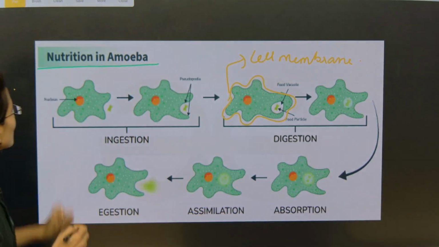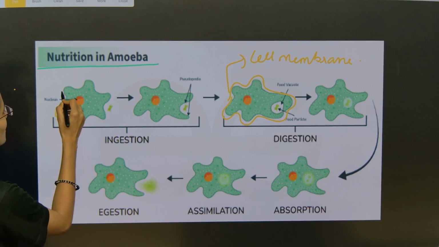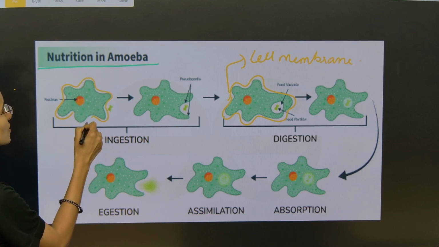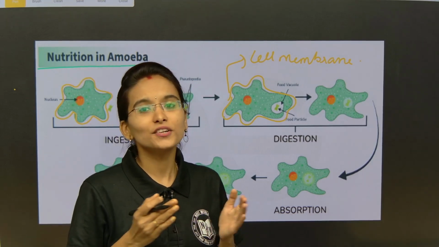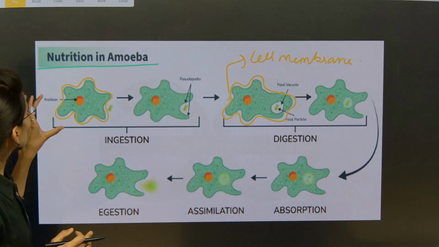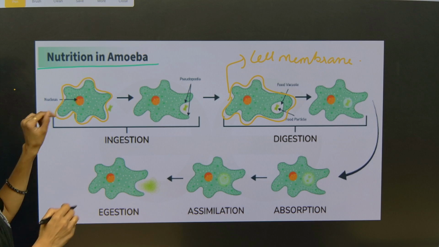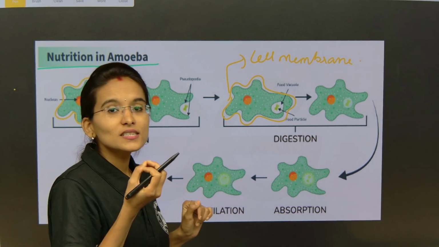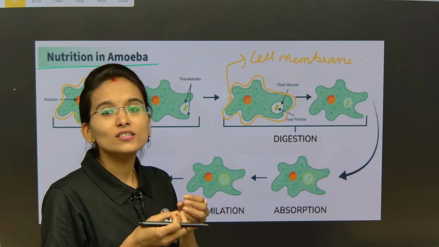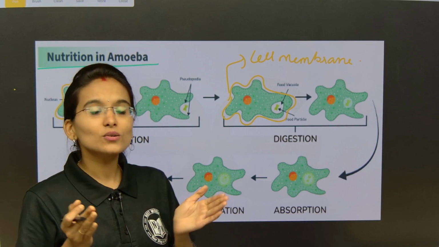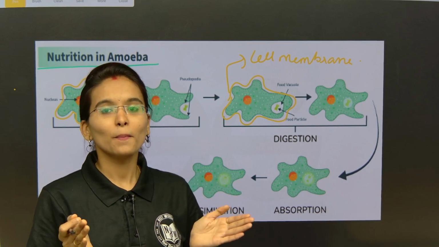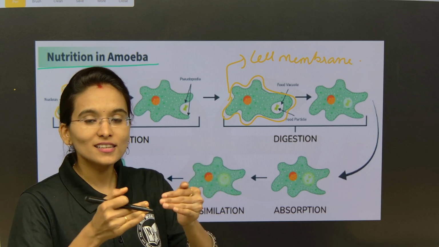See here, it is actually shapeless. It means it can change its shape at any time, into different forms. So look into this particular slide, my dear students. Whenever it sees the food particles, at that particular time it is going to extend its pseudopodia.